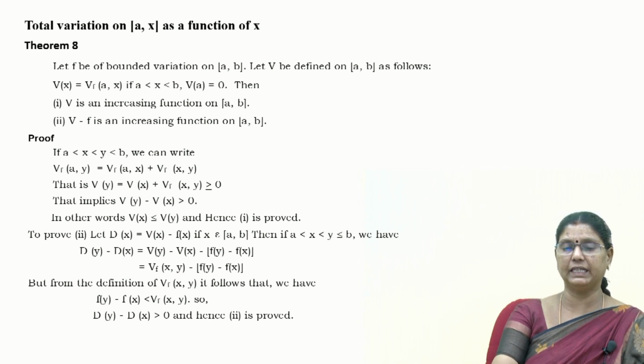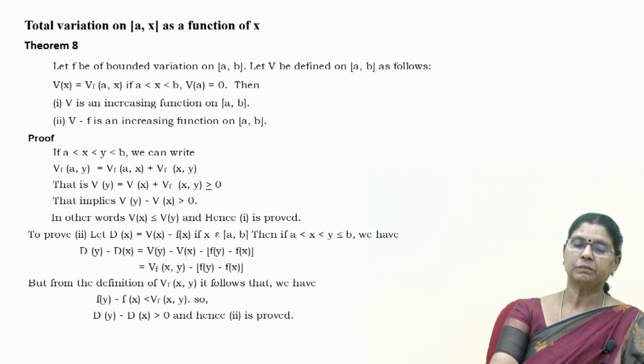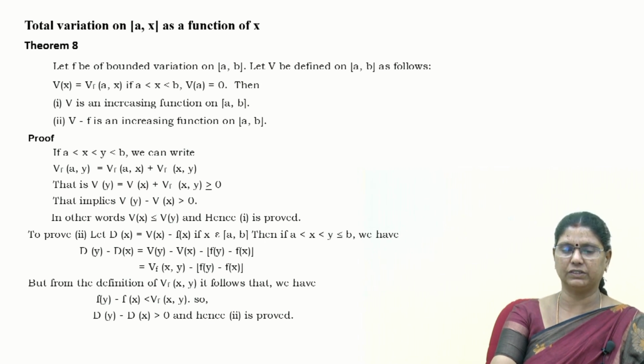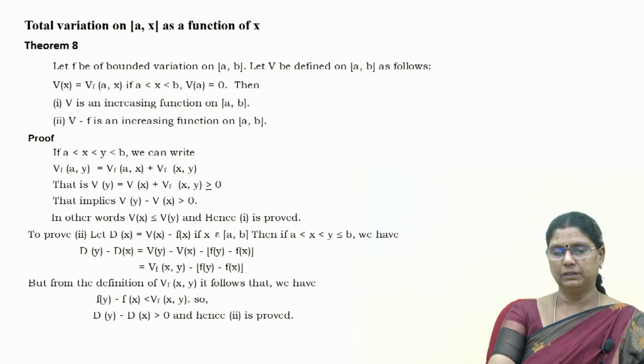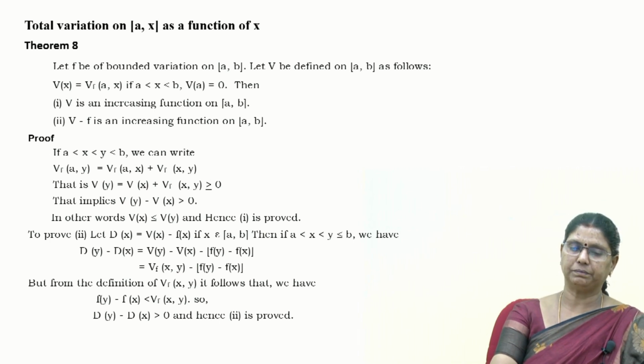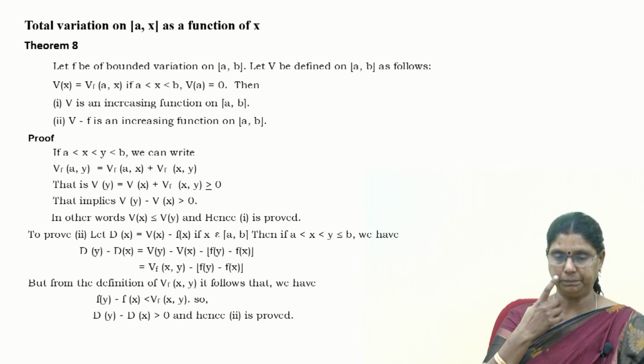Next one, total variation on the closed interval [a, x] as a function of x. Let f be of bounded variation on [a, b]. Let V be defined on the closed interval [a, b] as follows: V(x) is equal to Vf[a, x] if a < x ≤ b, and V(a) equal to 0. Then V is an increasing function on the closed interval [a, b], and V minus f is also an increasing function on [a, b].